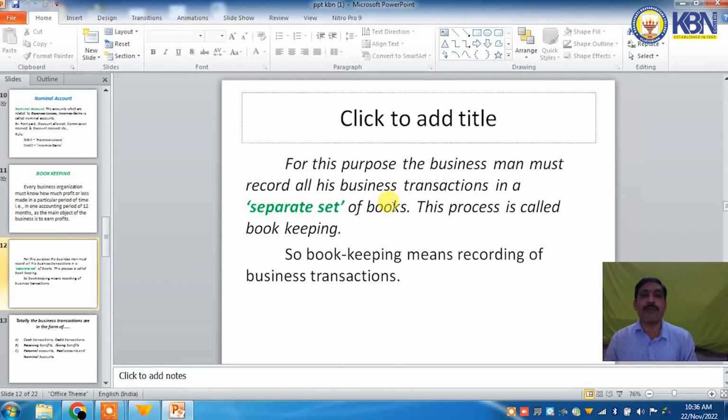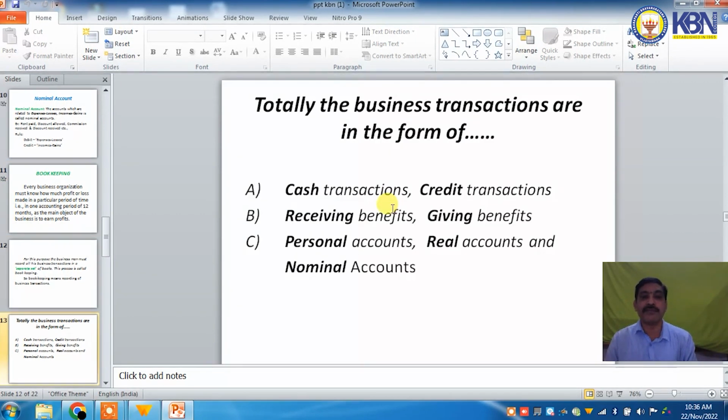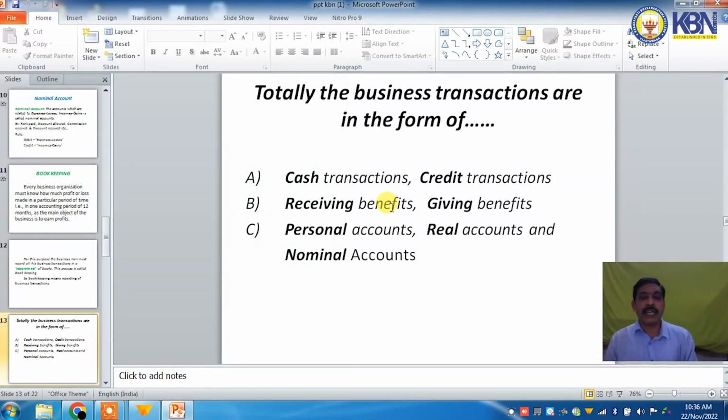Yes, totally the business transactions are in the form of cash transactions, credit transactions, receiving benefits, giving benefits, personal accounts, real accounts and nominal accounts. These are the total types of business transactions. In bookkeeping all the business transactions are recorded in a separate set of books. It is called bookkeeping.